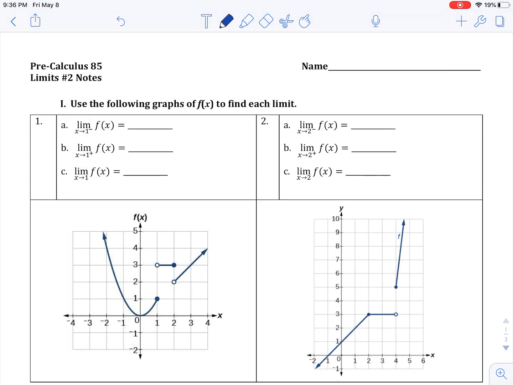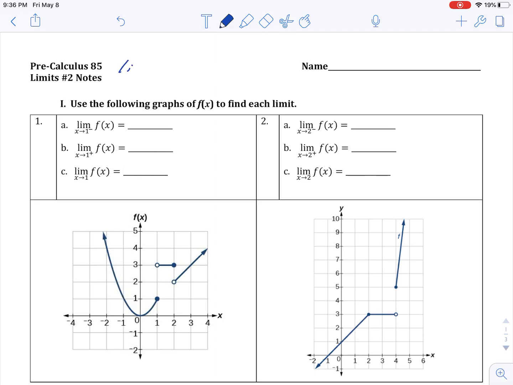All right, welcome to limits. What we're going to do today is determine whether or not a limit exists, and we're going to do that by using two different tests. One, as we talk about the limit of f of x as it approaches from the negative side and as it approaches from the right side.